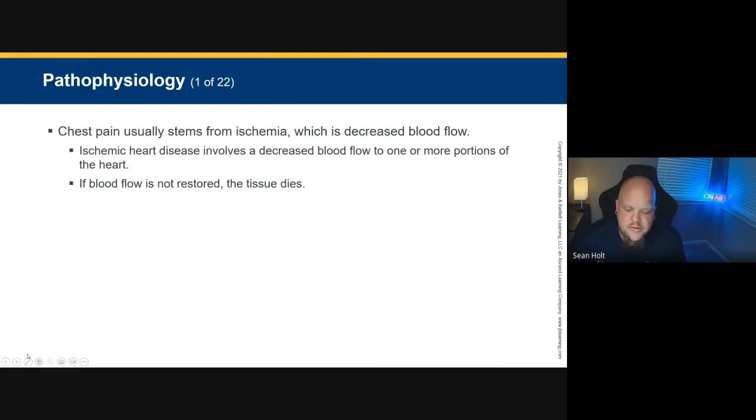So the pathophysiology of chest pain usually stems from something we call ischemia. Ischemia is decreased blood flow to tissues. Ischemic heart disease is going to be decreased blood flow to one or more portions of the heart. If blood flow is not restored, the tissue dies. This is in a myocardial infarction. Ischemia worsens to infarction, which is actively dying tissue. Okay. Just like you can have a cerebral infarction, you can have a myocardial infarction as well. So that's where we get MI from. Okay.